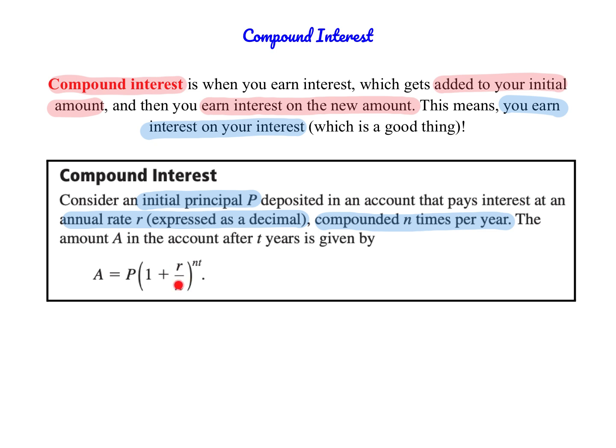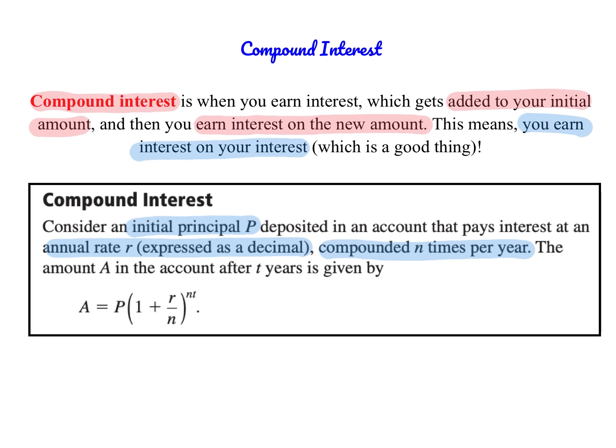So n goes here, but you also see n up here. So then you raise that to the power of n, which again is the number of times per year your interest is compounded, times t, which is the number of years that have gone by. t is going to be our independent variable, so you can plug in any time, and then what you will find is the amount in your account after that period of time. So again, this is a super useful formula for us to know because compound interest is a very common thing. A lot of people have accounts that earn compound interest.